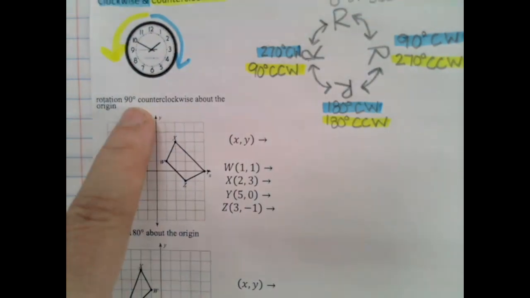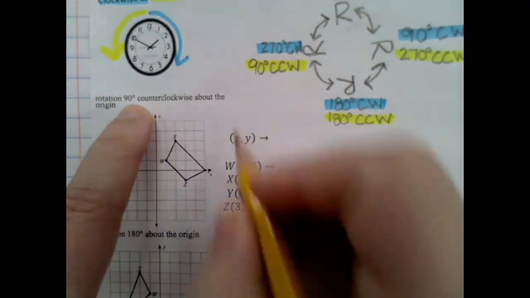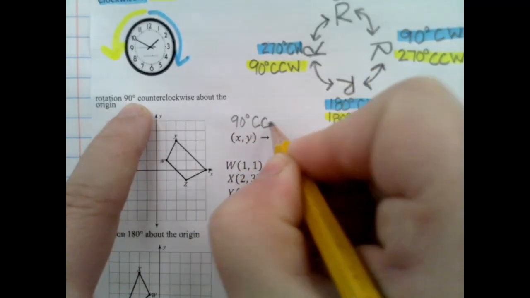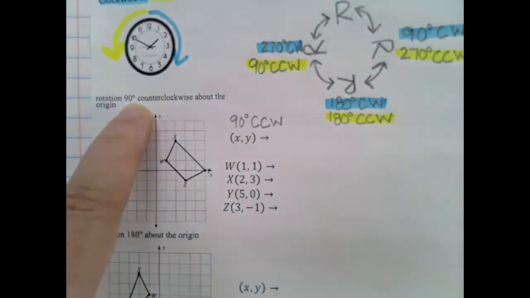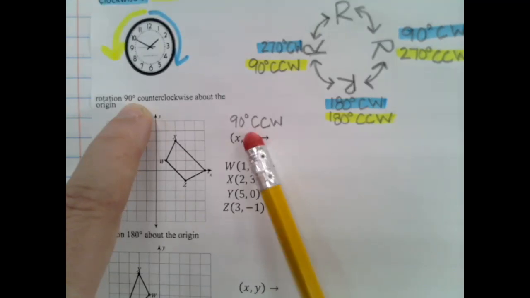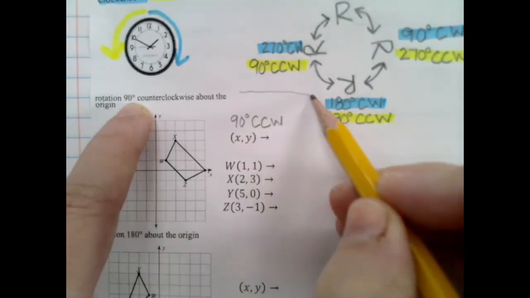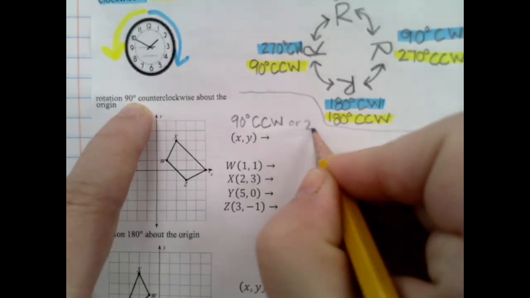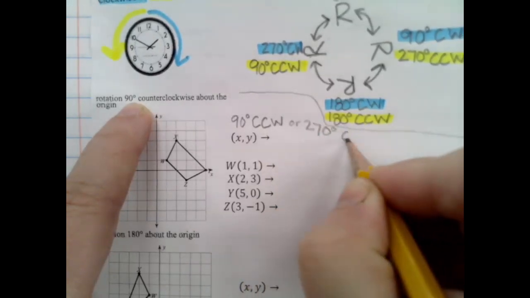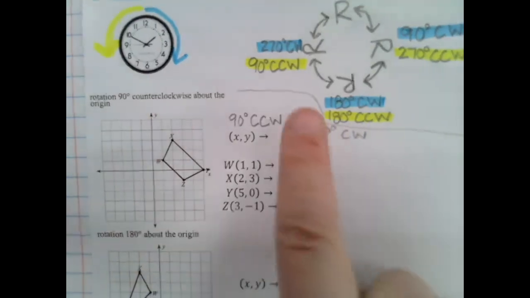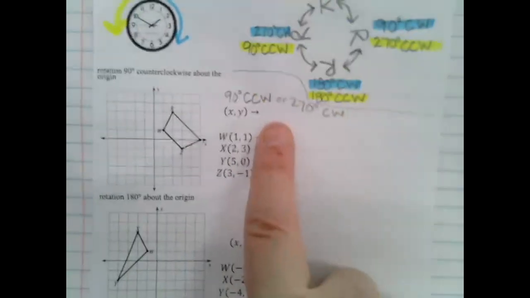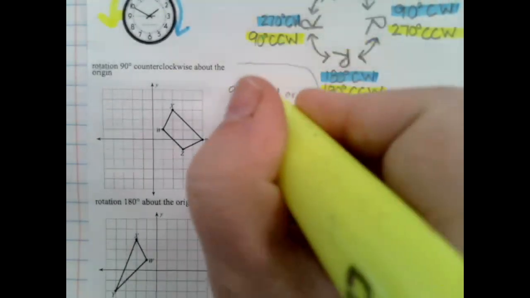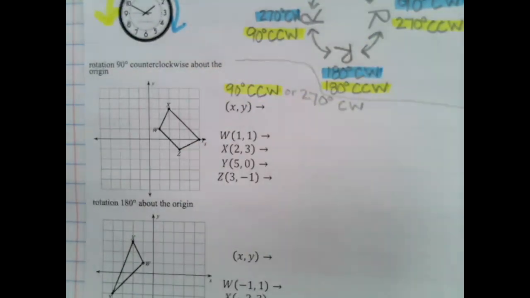Okay, so we're doing 90 degrees counterclockwise. So I'm going to do that 90 degrees counterclockwise is my rule. What would be the same as 90 degrees counterclockwise, though? Good, 270 clockwise. Because that's at the same spot. So we're doing 90 degrees counterclockwise, or you can think of it as 270 clockwise.